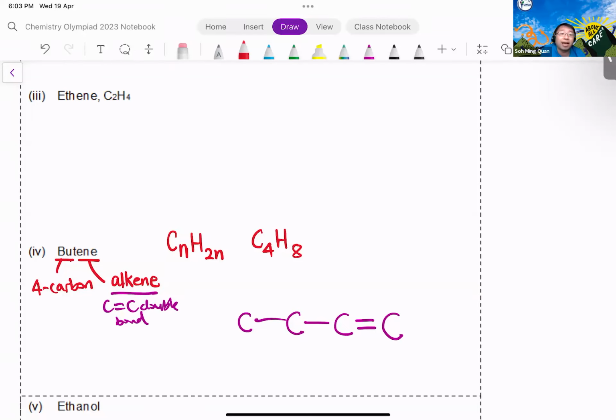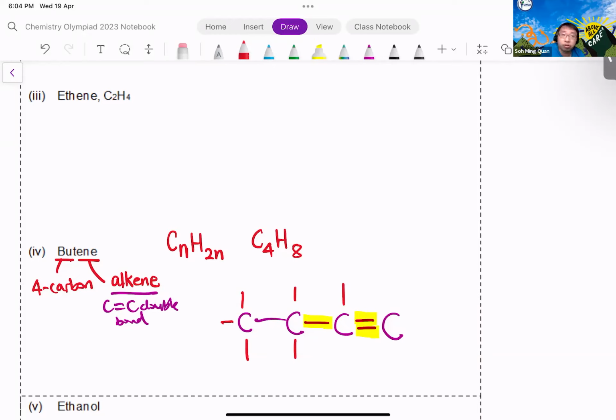So the leftmost carbon only has 1 bond. You need 3 more. The second carbon, 2 more. The third carbon, how many more bonds do you need to draw? The third carbon has already 1, 2, 3. So the third carbon atom already has 3 bonds, meaning you just draw 1 more.